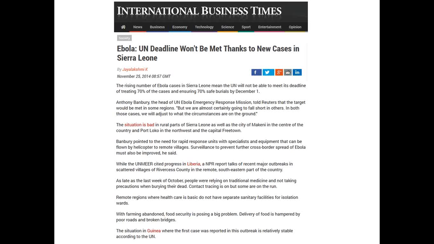Right now we know we're not going to meet the deadlines that were originally suggested by the UN of 70% of cases being treated and 70% of safe burials by December 1st. This is clearly the issue in Sierra Leone. Progress in Liberia has been greater, but again, recent reported outbreaks in scattered villages throughout Liberia raise questions about that. I've actually been in contact today with multiple colleagues in West Africa, all reaffirming the amazing and incredible challenges that still are before us in trying to stop transmission in many of these areas.